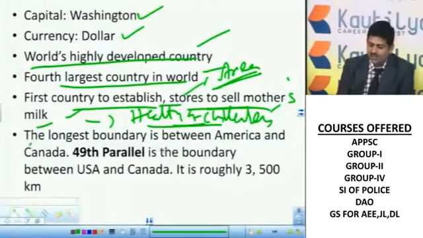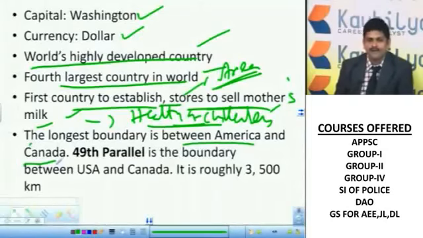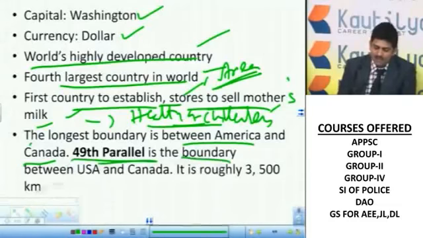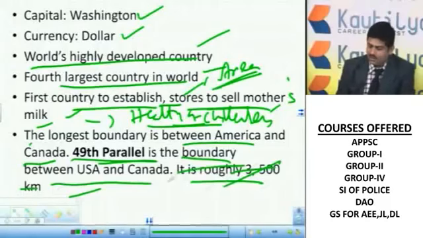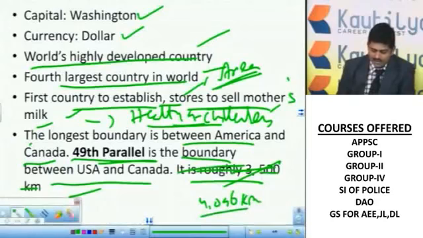Next, the longest boundary is between America and Canada. It's the world's longest border and a very, very important point. These two countries share the longest boundary in the world. This is known as the 49th parallel, the boundary between the US and Canada. It is roughly around 3,500 kilometers. Actually it's not 3,500 kilometers, it's more than that, please check this. Because the boundary between India and Bangladesh is 4,096 kilometers, somewhere a mistake has happened here.